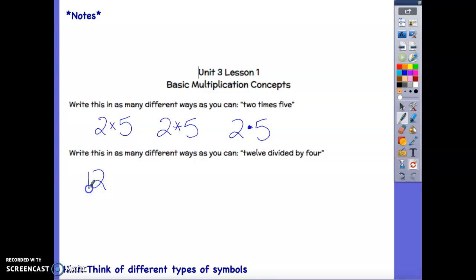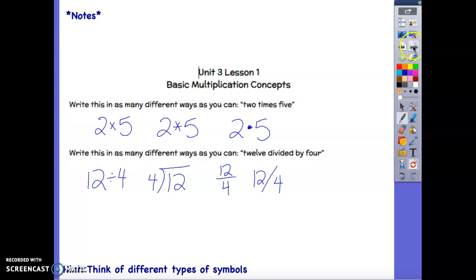Obviously, your classic 12 divided by 4. You could have also put 12 divided by 4 this way. And then the last way that you may not have thought of would have been as a fraction, 12 over 4. Remember, fractions are also division.